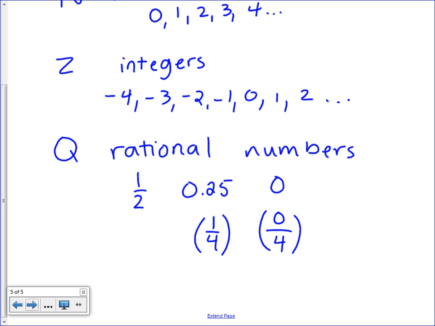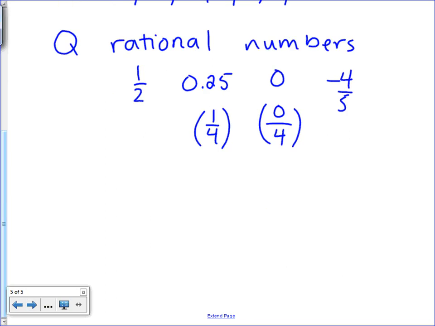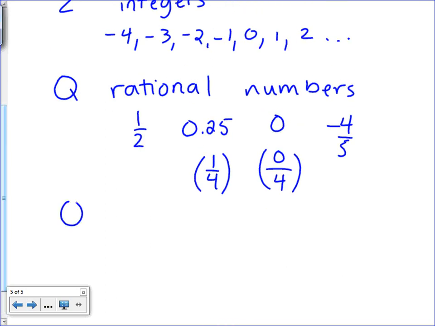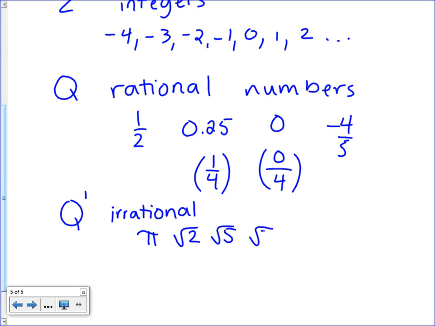A rational number can also be negative. -4 over 5 is still an integer being compared to another integer. Something that is not rational, which we would express like this, Q with a little prime sign above it, is called irrational. And these are things like pi, the square root of 2, the square root of 5, the square root of 7, any square root that doesn't come out to a whole number. And pi is another example. These are decimals that don't repeat and they never end. Nobody knows all of the digits of these numbers.